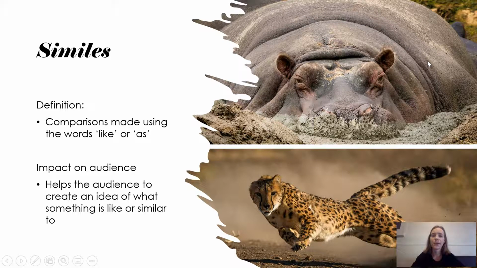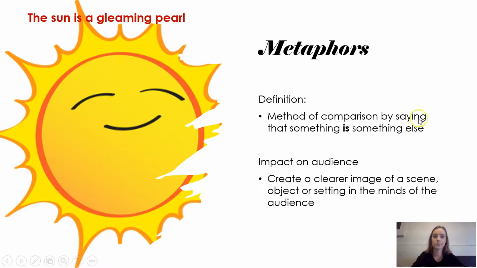Similes. They're comparisons made using the words like or as. So they help the audience to create a picture in their minds of what something is like or is similar to. So for example, I could say that I'm feeling as heavy as a hippo today, or I can run as fast as a cheetah. That implies that I'm either feeling very heavy or I'm fast.